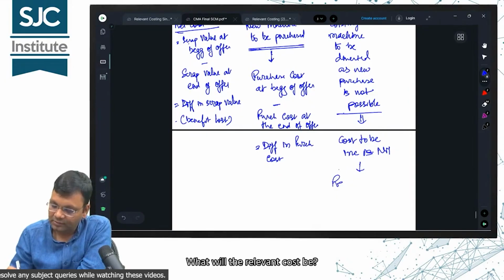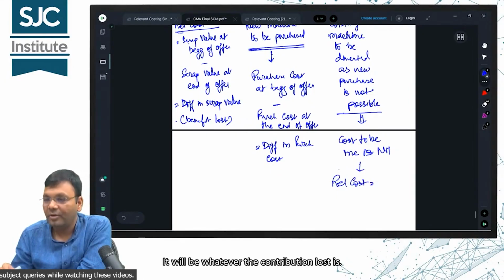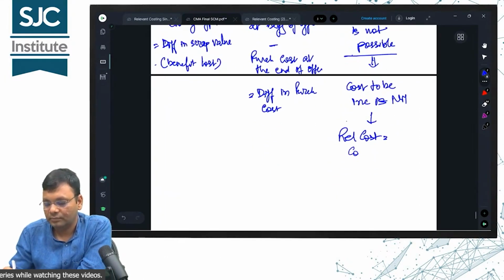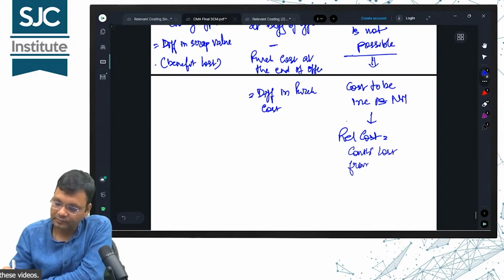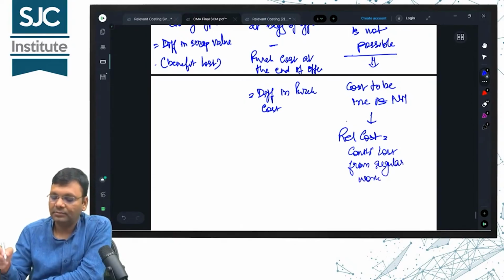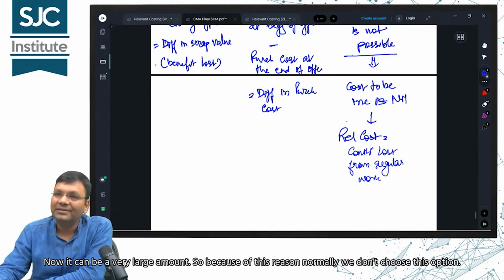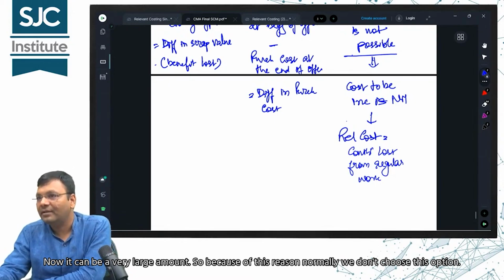But cost to be incurred is nil. What will the relevant cost be? It will be whatever the contribution lost is, the contribution lost from regular work. He left the work there and came here. Now it can be a very large amount. So because of this reason, normally we don't choose this option.